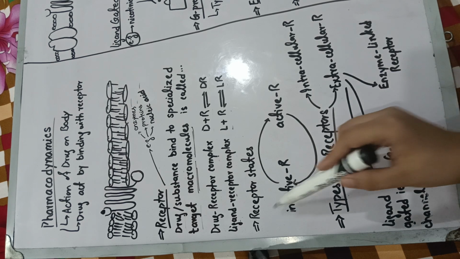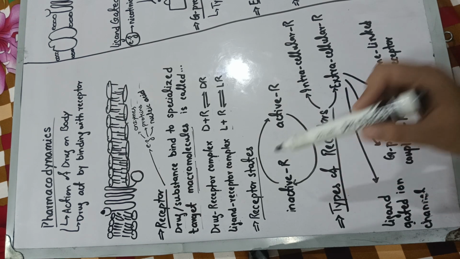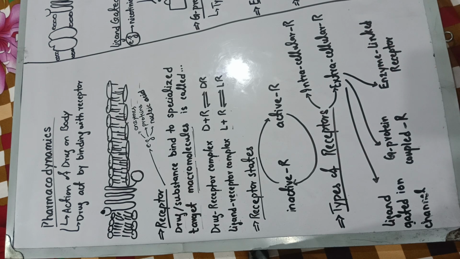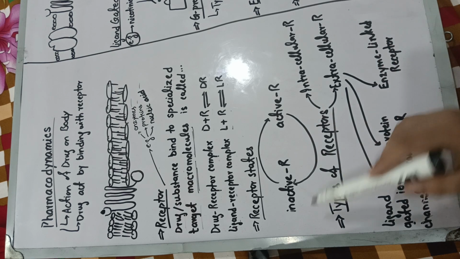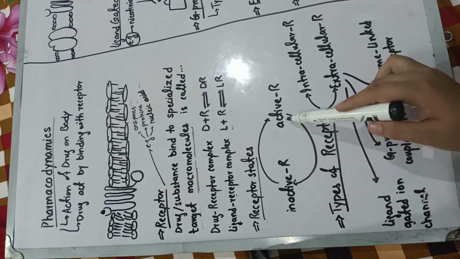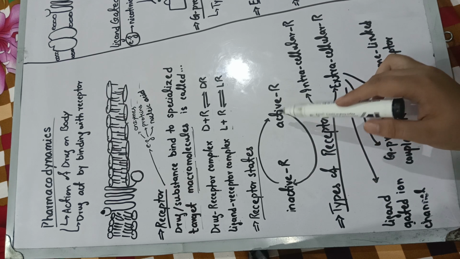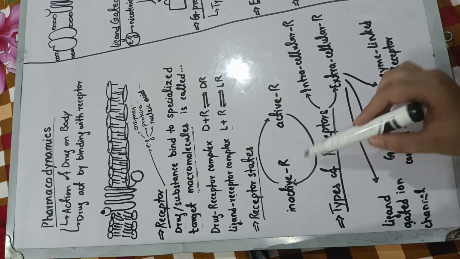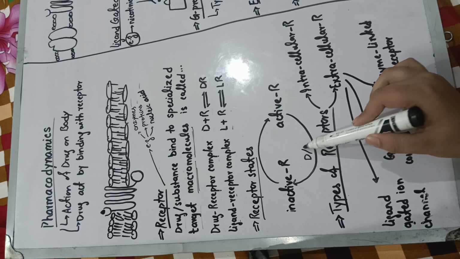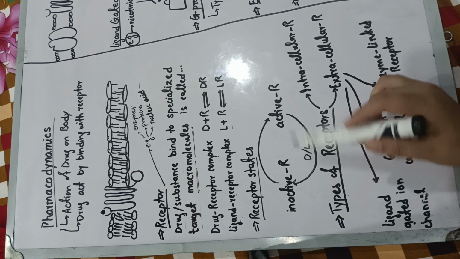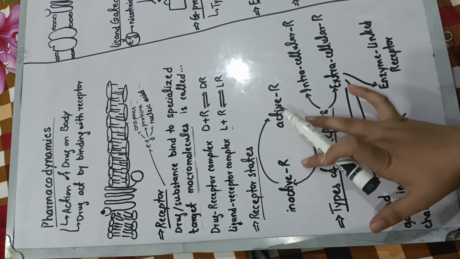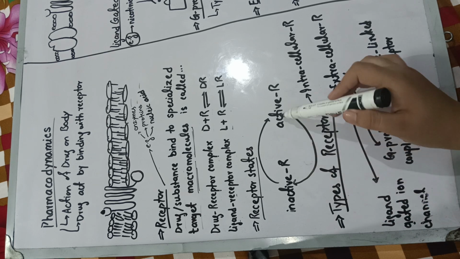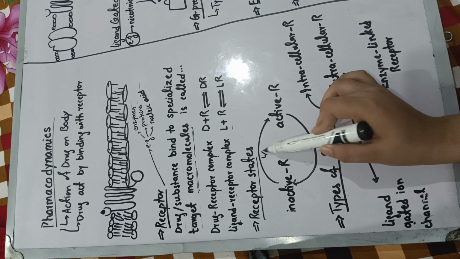Now let's discuss the states of receptors. Your receptor is always in two states: the inactivated form and the activated form. How is it activated? When a drug or a ligand binds to it, it will change from its inactivated form into the activated form.